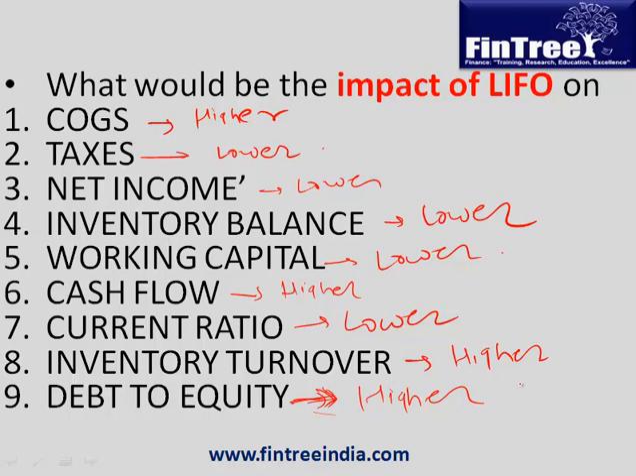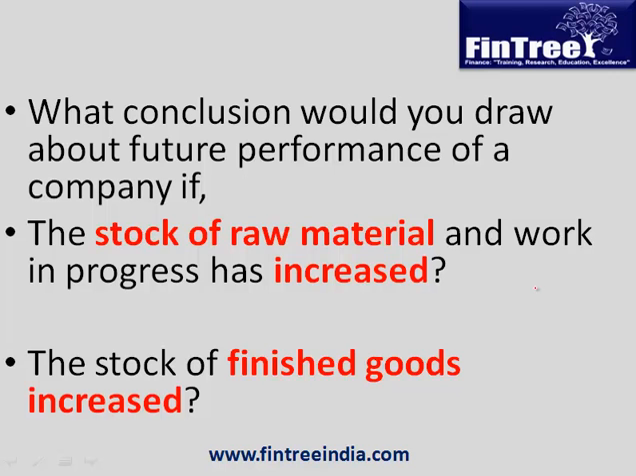Inventory turnover. COGS divided by average inventory. So COGS will be what? Higher. Inventory decreases. So the numerator is increasing, the denominator decreasing, the ratio has to be higher. Any questions? Should we move on? This is good.